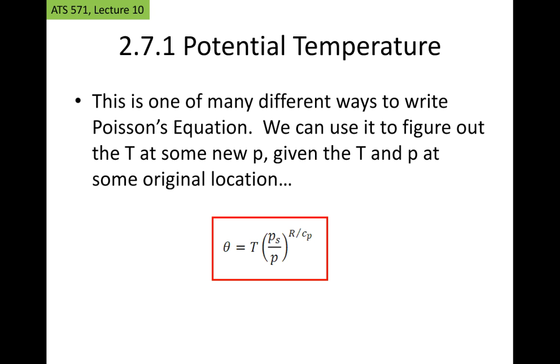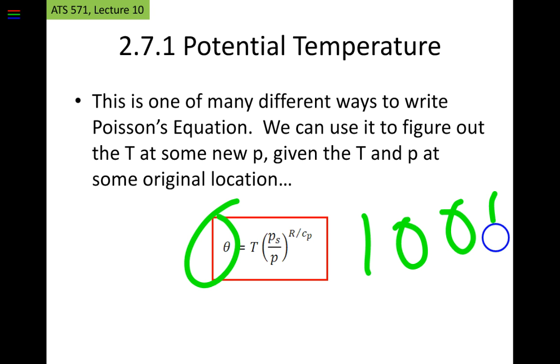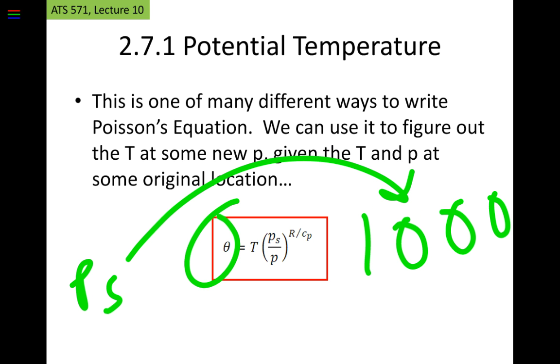Okay, so we're using this here as a way to talk specifically about potential temperature, which is what this theta here is. And theta will be the temperature of an air parcel if it is moved dry adiabatically to a pressure of 1,000 millibars. So this PS in here is going to be 1,000 millibars, or 100,000 pascals, or whatever units you're using for the other value of pressure.